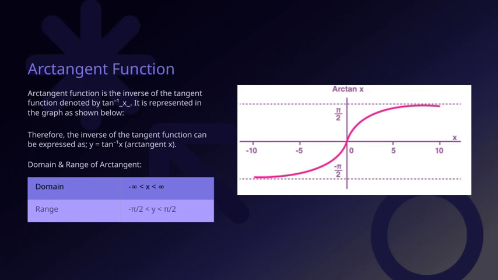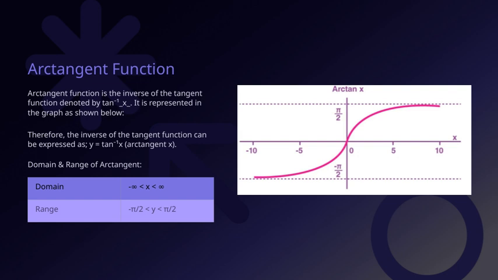So, let's talk about the domain and range of the arctangent function. Therefore, the inverse of the tangent function can be expressed as y equals tan inverse x, or arctangent x. This means that when we want to find the angle whose tangent is a given number, we're using the arctangent function. The arctangent function is essentially the inverse of the tangent function, and it's denoted by tan inverse x, or arctan x. On the graph, you'll see how this function behaves, and it's important to understand its key characteristics.